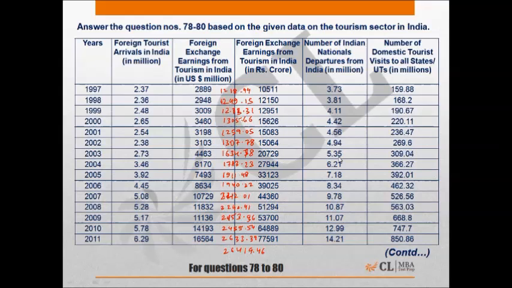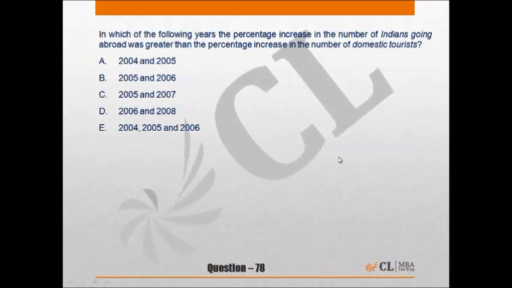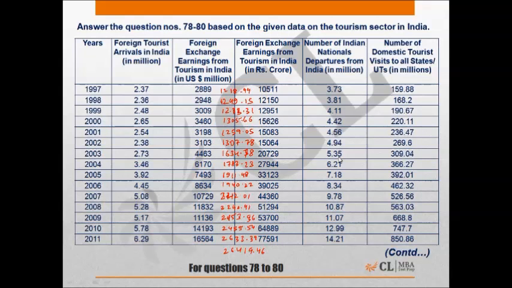So the given information is quite easy to understand. Now coming to questions. In the first question, it is asking in which of the following years the percentage increase in the number of Indians going abroad was greater than the percentage increase in the number of domestic tourists. The number of Indians going abroad is given in the second last column from the right-hand side, and the number of domestic tourists is given in the last column from the right side.